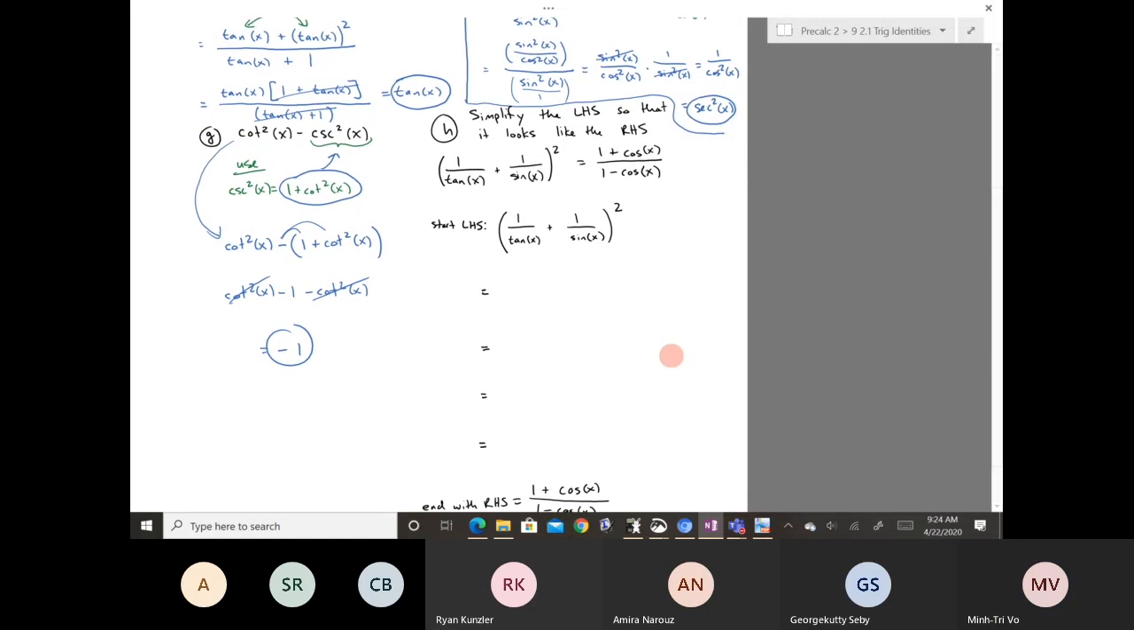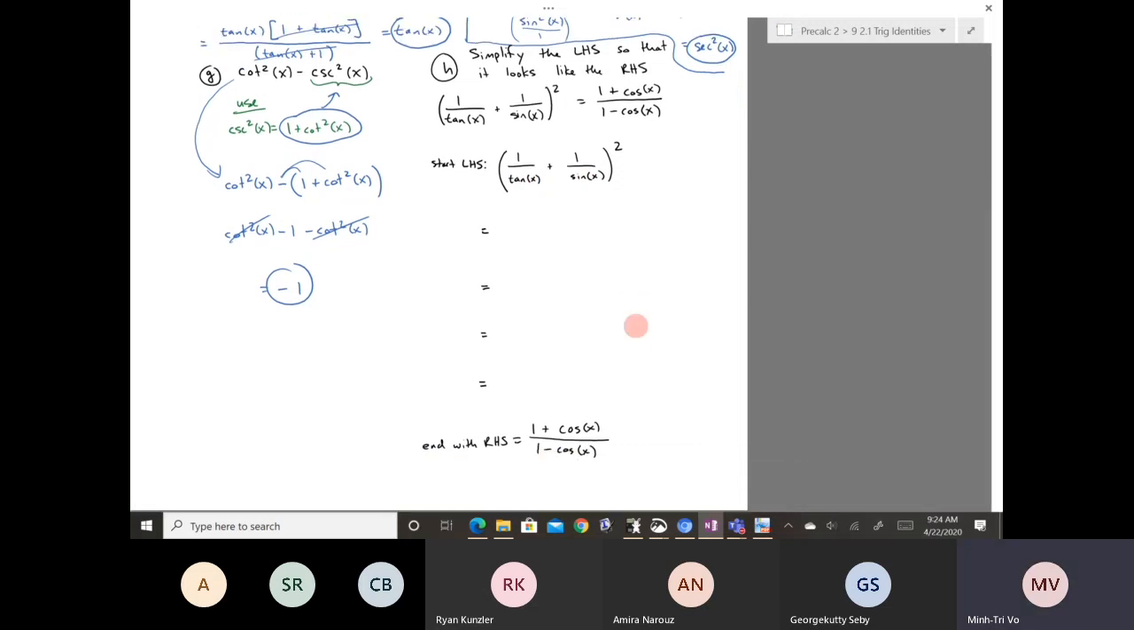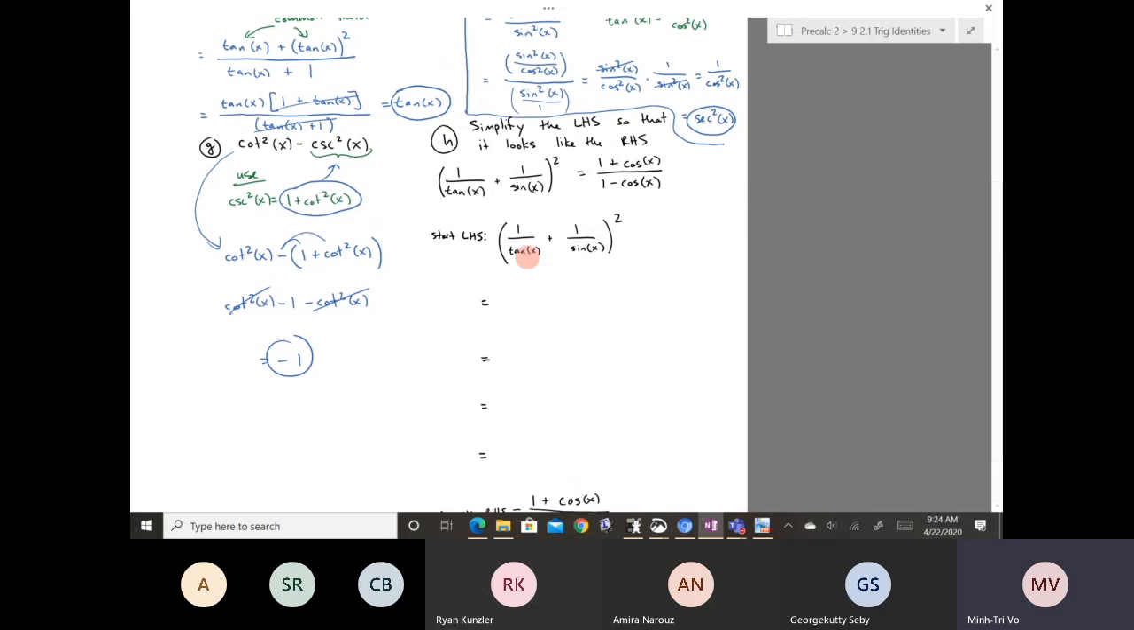So let's start off, right? I have two different trig functions, tangent and sine, and then the final result only contains cosine. So my first thought should be to try to relate everything in terms of sine and cosine, and I can do that for tangent. So what am I using? I'm using that tangent is sine over cosine.